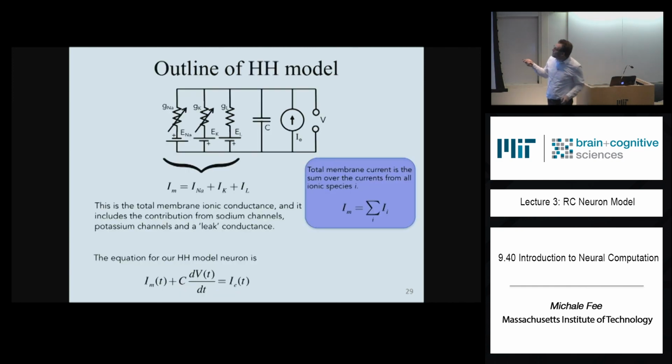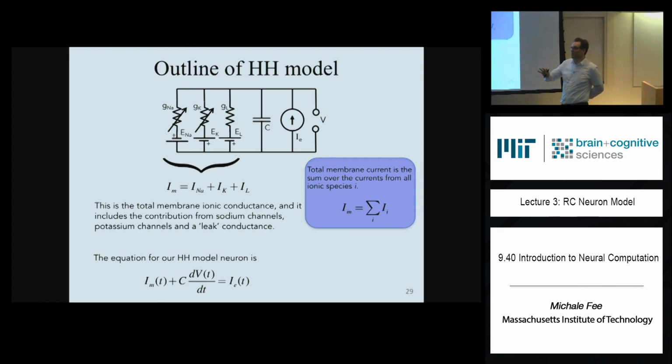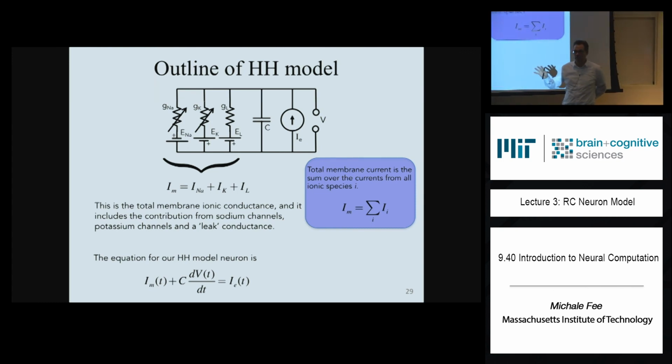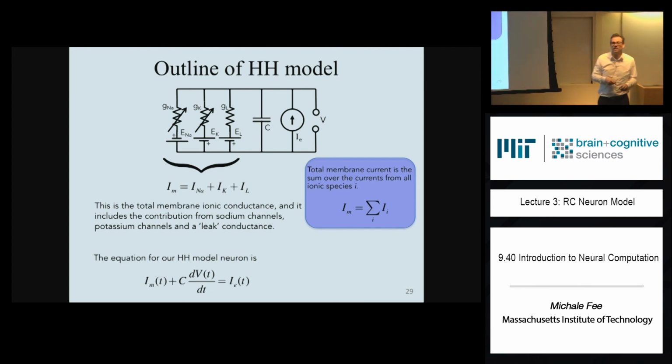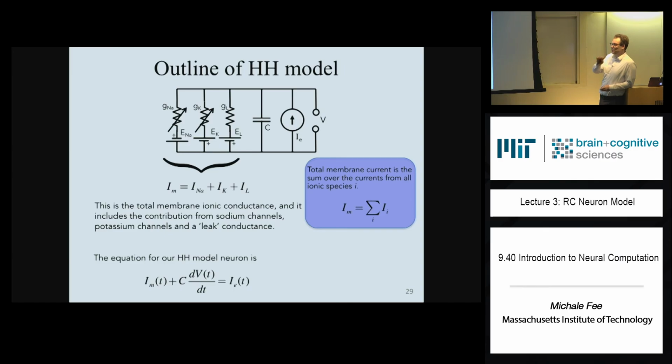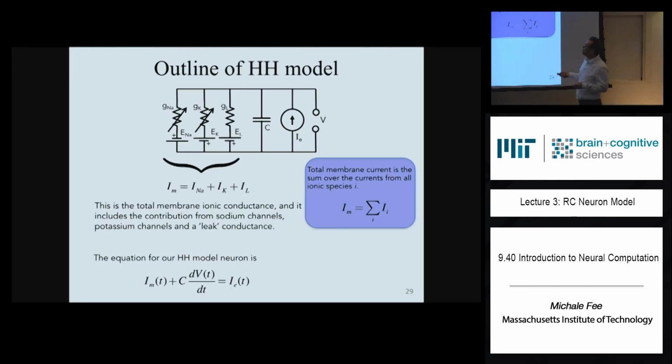Okay, so the first thing we do is we notice that in the Hodgkin-Huxley model, we have three conductances. We have a conductance which is very much like the leak conductance that we just used in the integrate and fire model. It has a reversal potential of around minus 50 millivolts, and it's just always on. It's just a constant conductance. We have these two other conductances, a sodium conductance and a potassium conductance, that are both time-dependent and voltage-dependent.